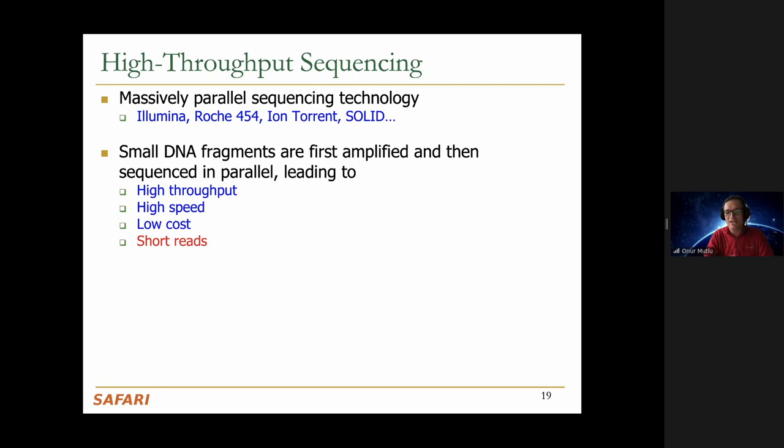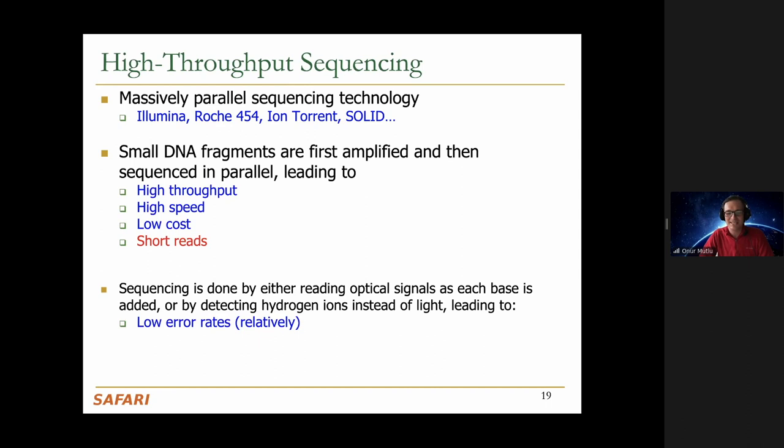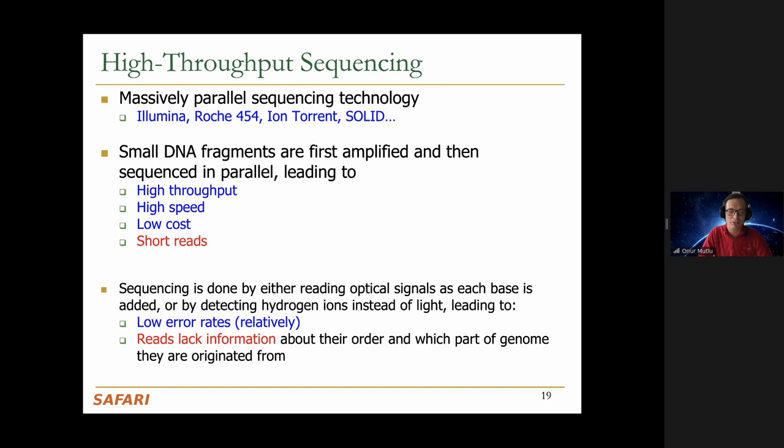And I'm not going to go through the slide in detail, but they, in the end, lead to low error rates. So 99% of what you get is correct, but 1% is not correct, which means that you need to somehow overcome the incorrect information that you get. As a result, what practitioners do in the field is they essentially sequence not once, but many times. So basically, they increase the coverage by 30x or so to overcome the error rates, and they build a confidence level in terms of what they're getting.